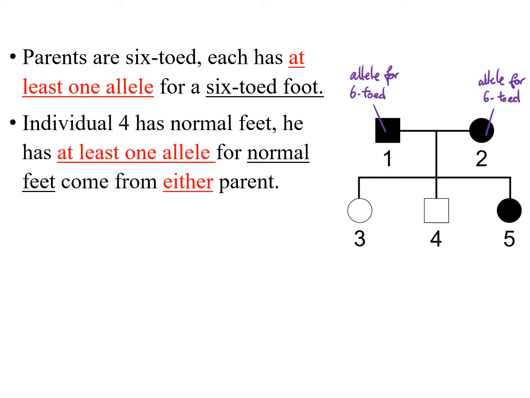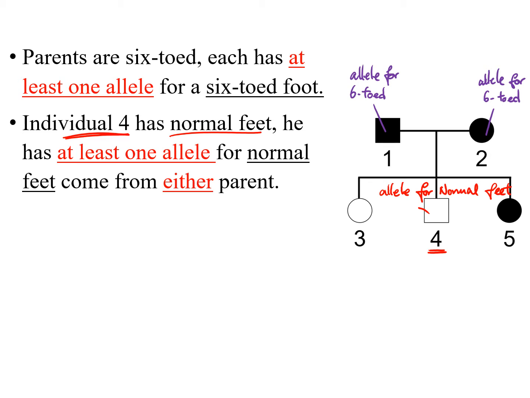After looking at the parents, we have to look at the offsprings who are different in the phenotype from their parents, such as individual 4 in here. Individual 4, he is different from his parent. He has normal feet. So individual 4 must have at least one allele for normal feet. Let's write down allele for normal feet.